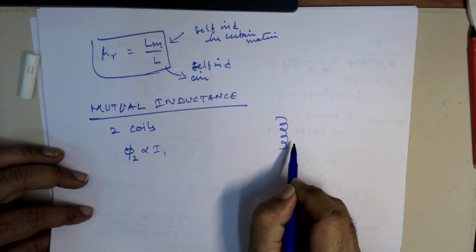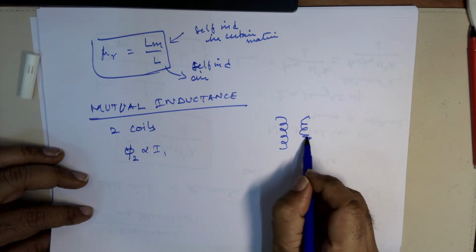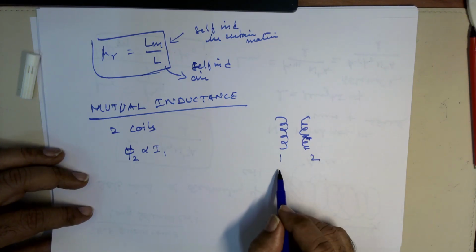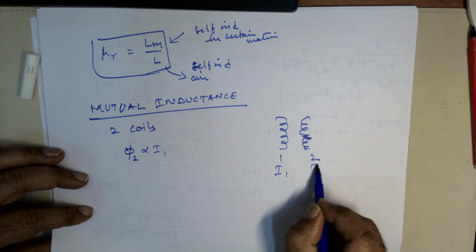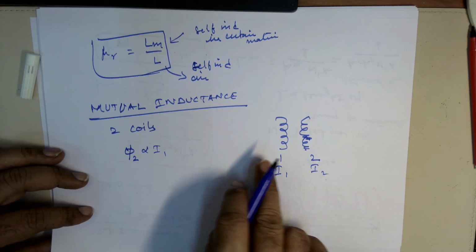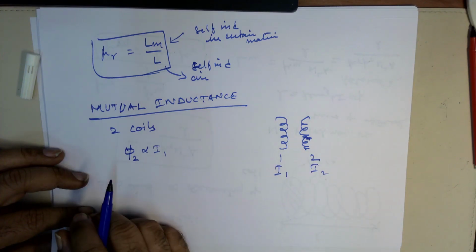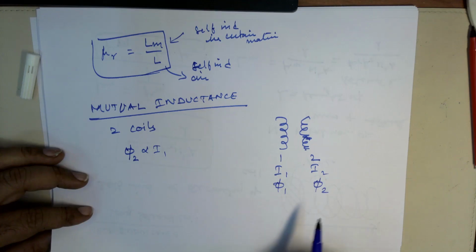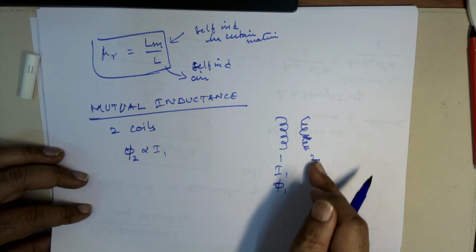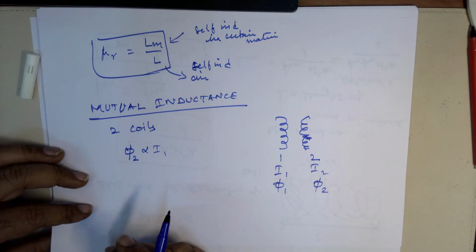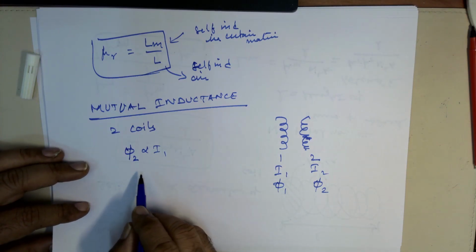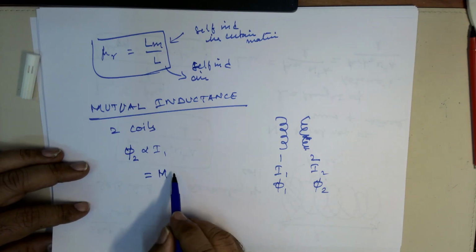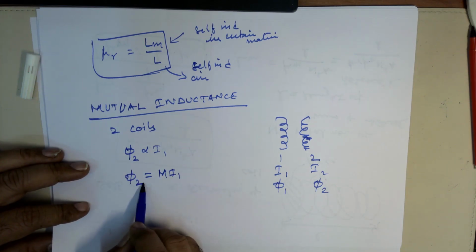For example, let me have a primary coil and a secondary coil. So this is 1, this is 2. And this is the current passing through this coil. This is the current passing through the secondary coil. And because of this, it is induced. So in that case, the magnetic flux, this is phi 2 and here phi 1. So the phi 2 depends on the current passing through the first coil, the primary coil. Similarly, you can introduce the proportional constant, mutual inductance, M into I1 is equal to phi 2.